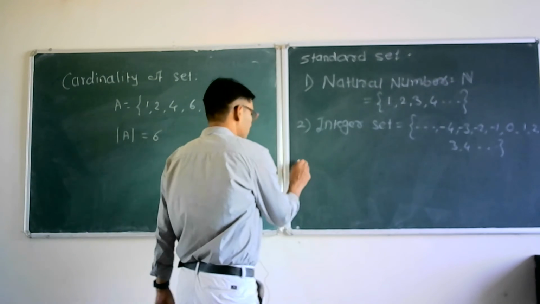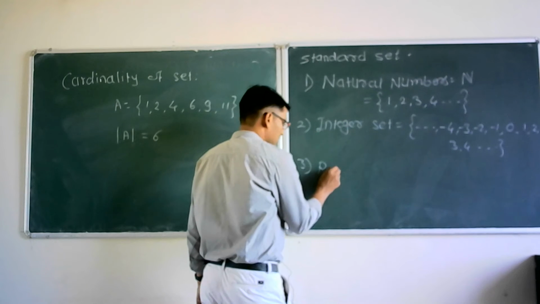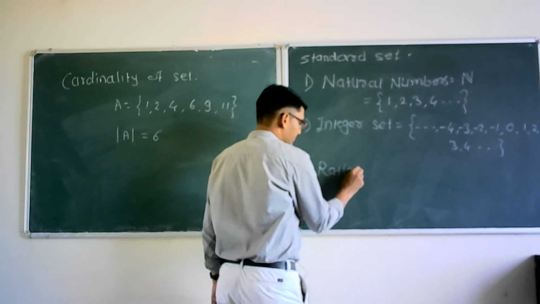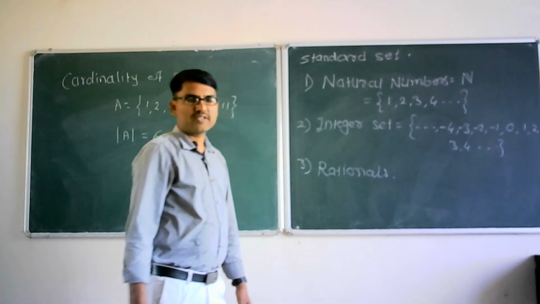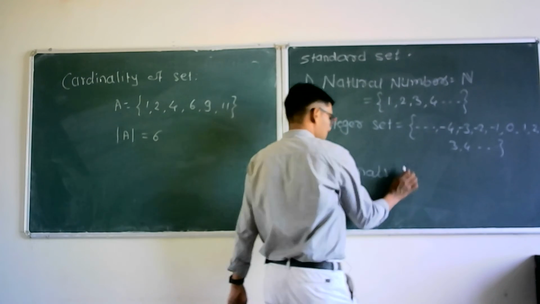Now next, number 3, rationals. Rational number sets, rational numbers.